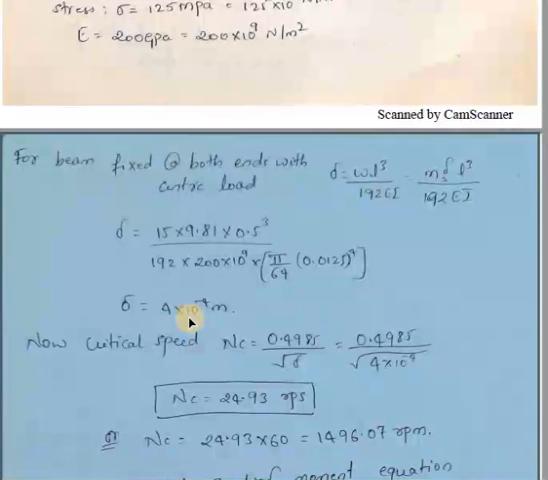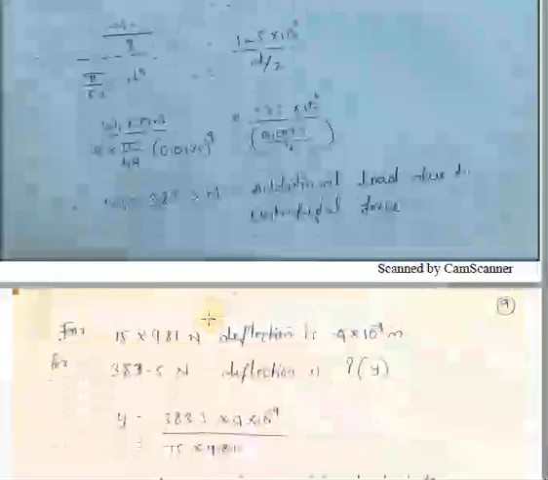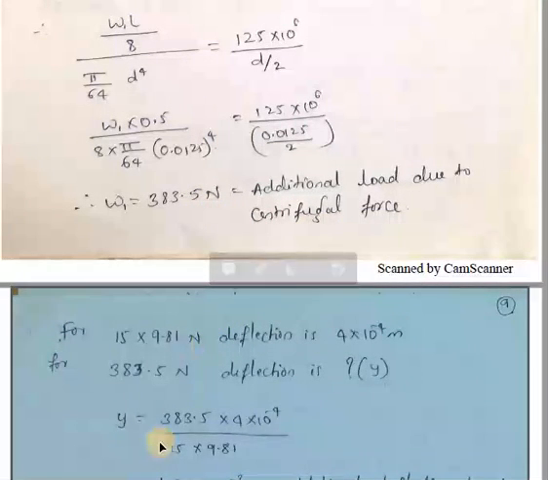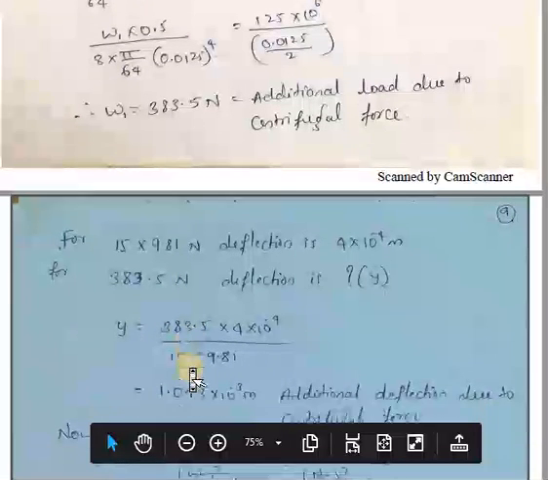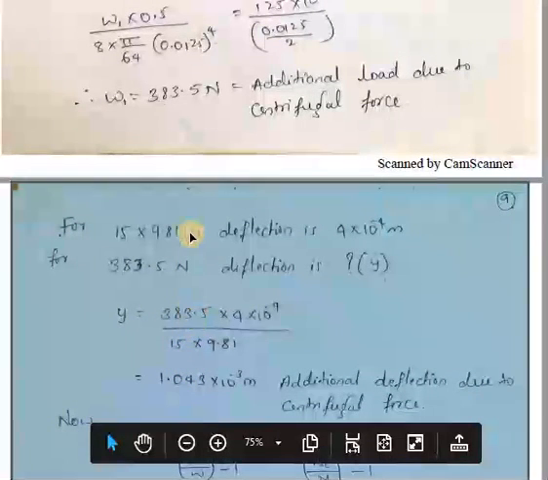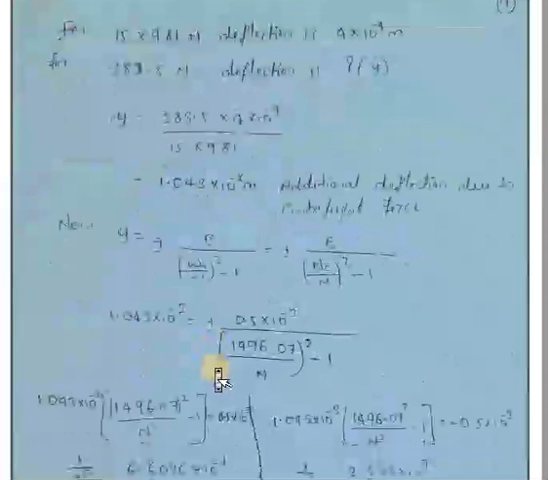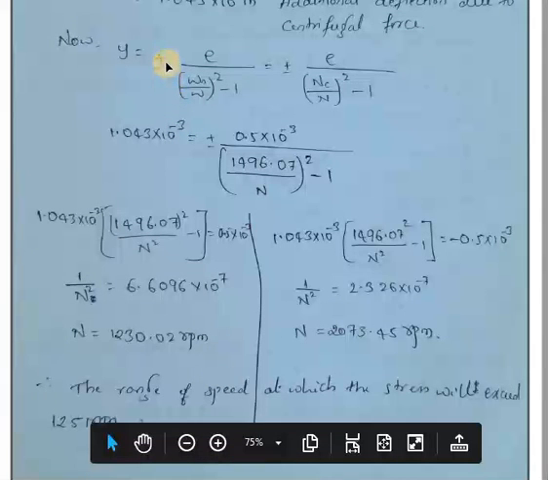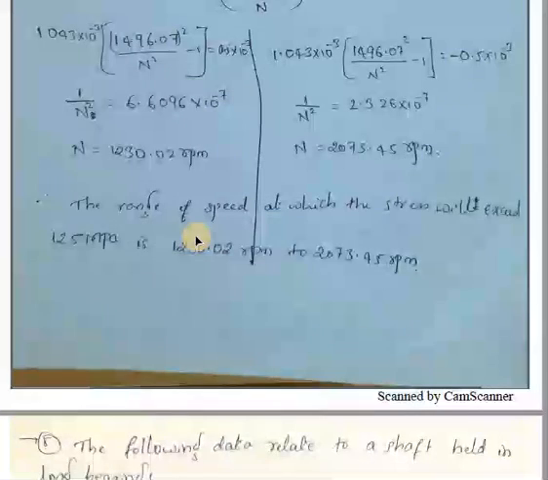The static deflection is 4 into 10 raised to minus 4 meter. Similarly, here he has asked us to calculate what will be the deflection for this additional centrifugal force. So in place of that additional load, you have to substitute this value to get the value of y here. And for calculating the range of the speed, once you take this with plus sign and once you have to take it with the minus sign.